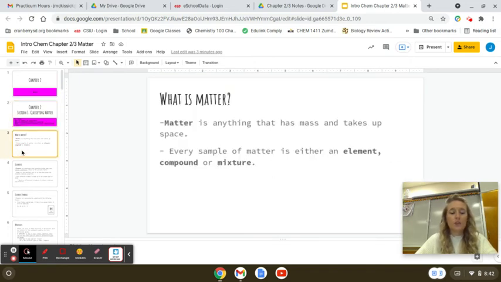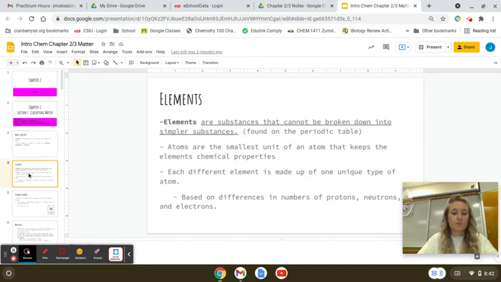Okay, so let's just start off by talking about what is matter. Matter is anything that has mass and takes up space. Every sample of matter is going to either be an element, a compound, or a mixture. And then there's two types of mixtures that we'll get into. So you should know what an element, a compound, and a mixture are, but we're going to go over them here again. And hopefully, if you had any confusion, I'll be able to clear those up while you watch the video.